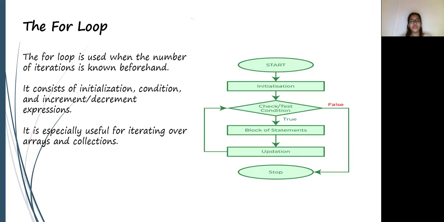The for loop is used when the number of iterations is known beforehand. It consists of initialization, condition, and increment or decrement expression. It is especially useful for iterating over arrays and collections.